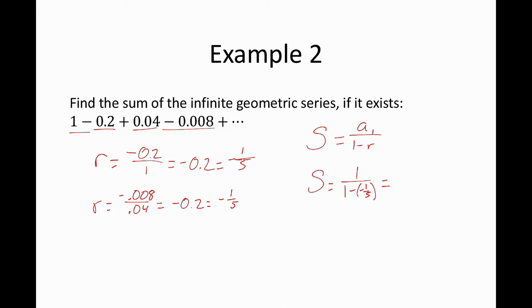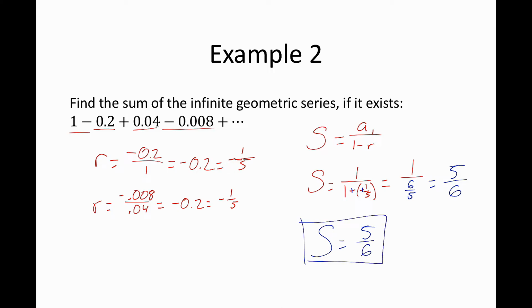Cleaning that up a little bit, we got 1 over 1 minus negative 1/5. Remember, subtracting a negative is like adding the positive, so it's 1 plus 1/5, which we could describe as 6 over 5. 1 divided by 6 over 5 is the same as 5 over 6. So the infinite sum, S, equals 5 over 6.